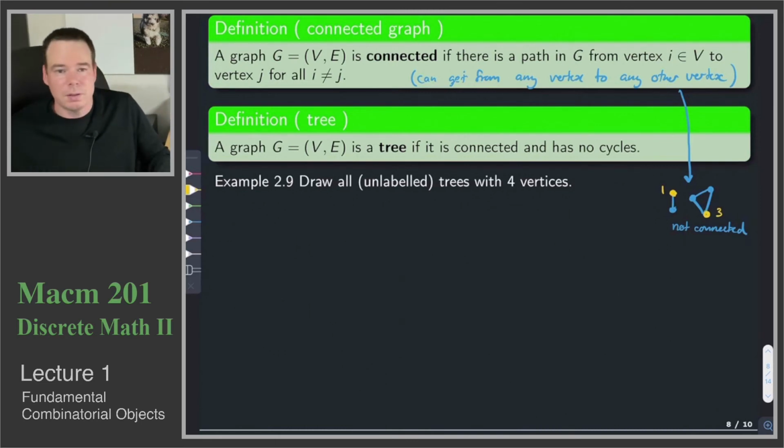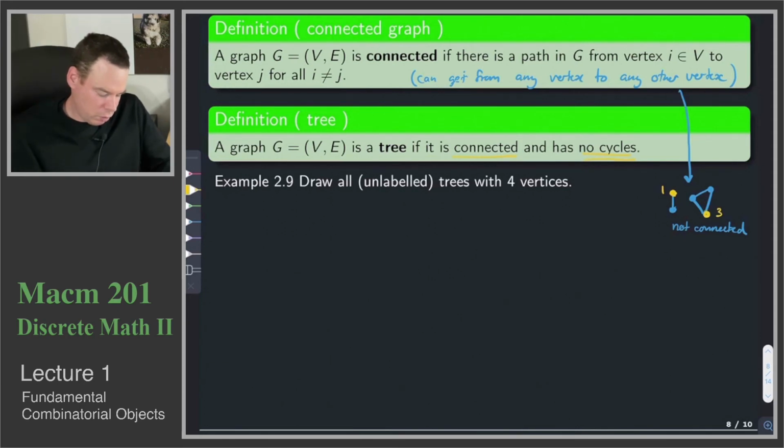And our last combinatorial object that we'll be interested in is that of a tree. And a tree is just a special kind of graph. It's a graph that is connected and it has no cycles. So a tree is connected with no cycles.